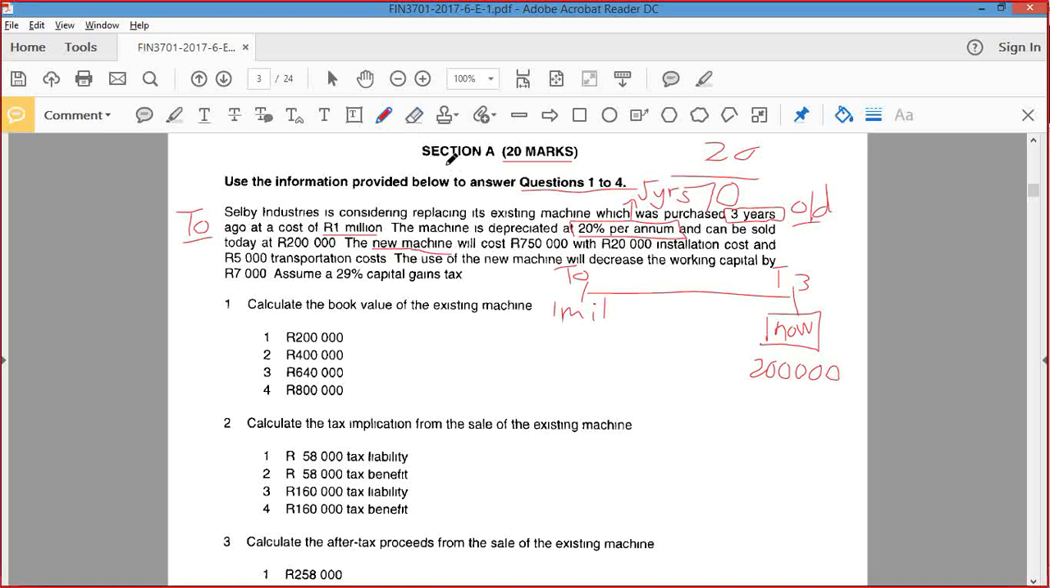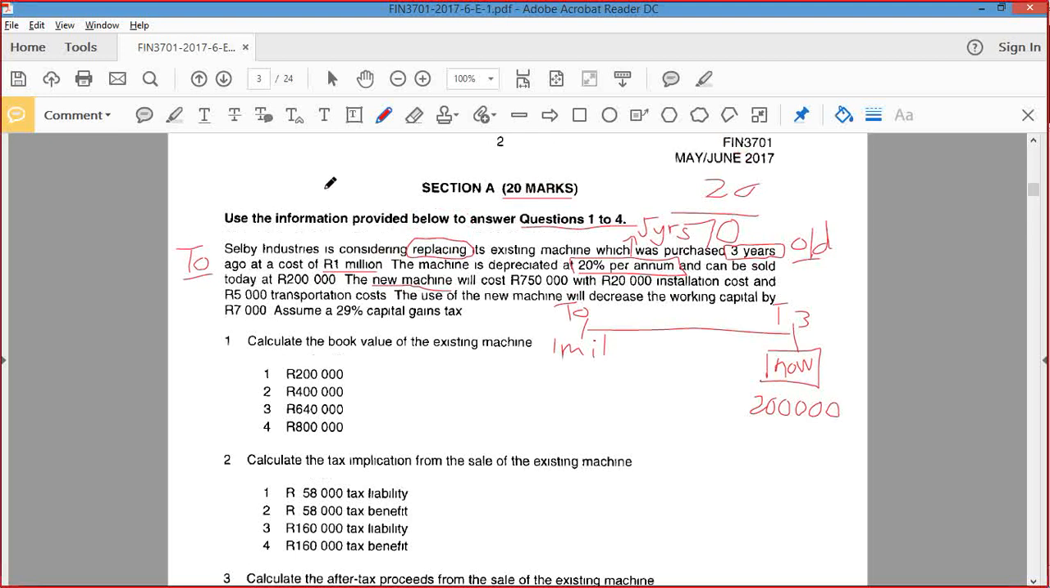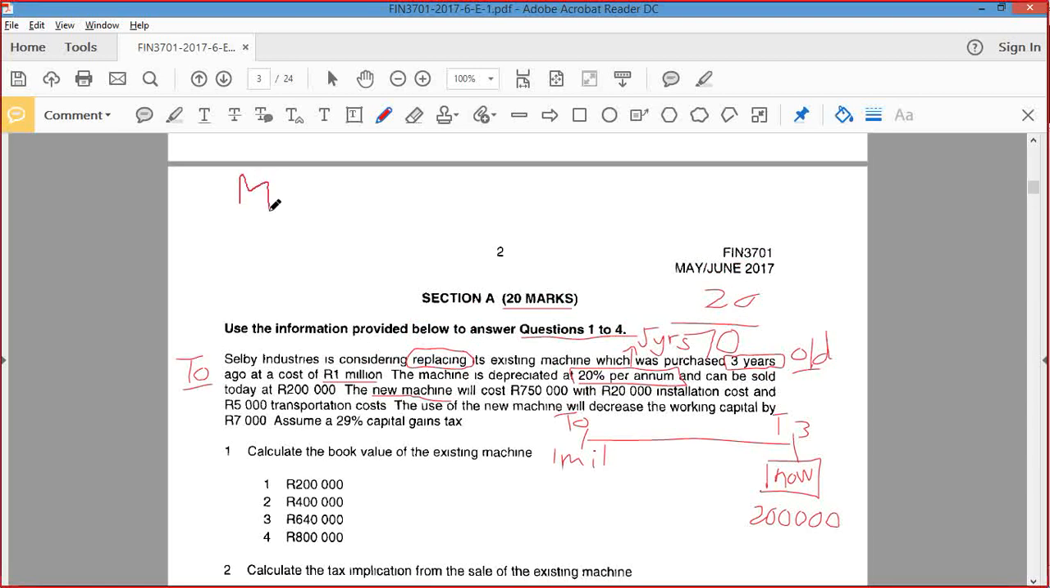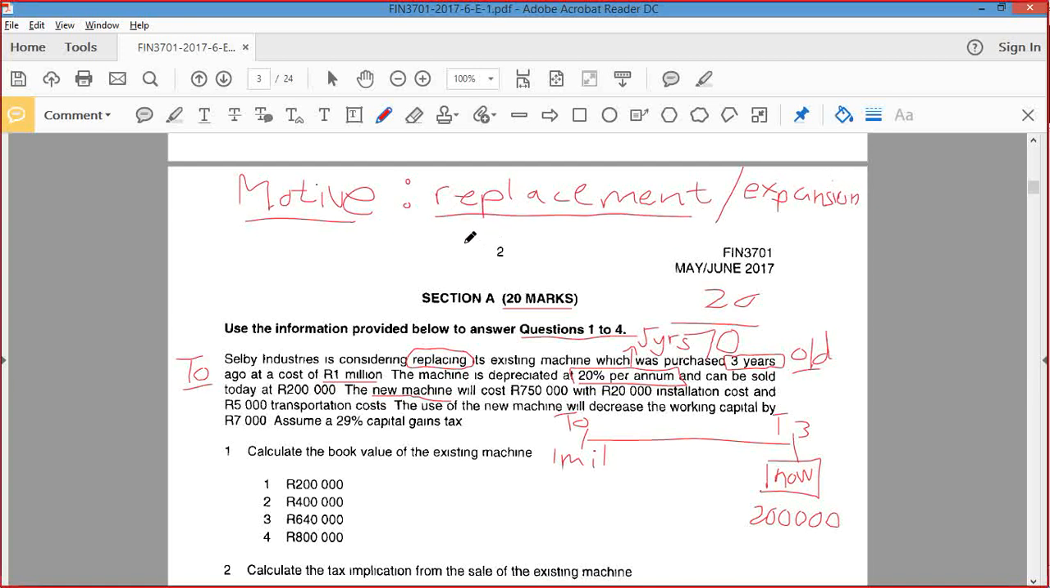Something else we should highlight here is the word replace. There are two reasons or motives that companies have, so this is theory. I'm just revising as we go. A motive would be replacement, where assets get old and need to be replaced, or expansion. The one that's probably going to come up is replacement, and the reason is you need to place values on the new and the old. If you're looking at expansion, the old isn't a relevant cost in the calculation.